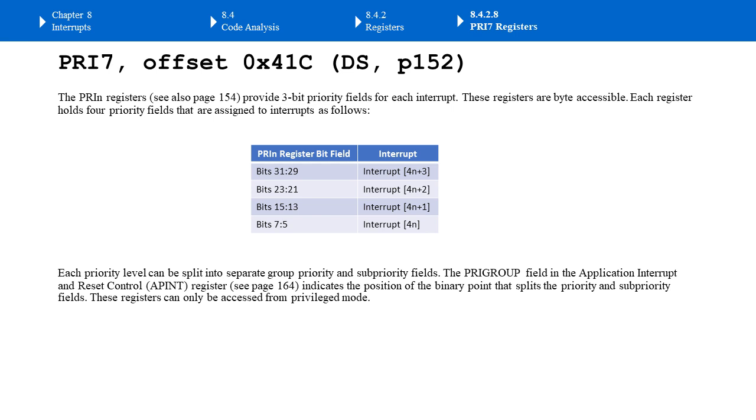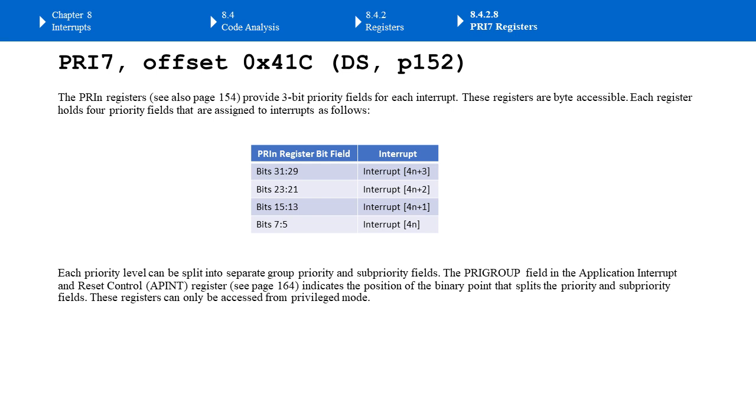Since n equals 7, 4n plus 3 is 4 times 7 plus 3, which equals 31. And from the bottom row of this table, it shows that for bits 7 through 5, that is interrupt 4n. Since n is 7, 4n is 28. So we confirm that register 36, that is for interrupt 28 through 31 priority, is PRI7. You can check this information on the datasheet, page 152.